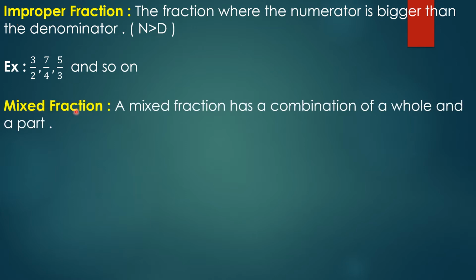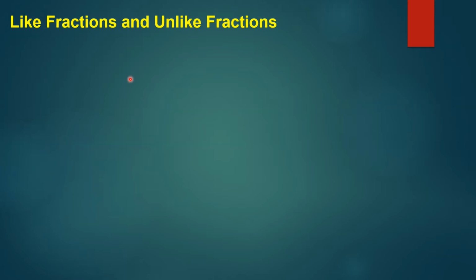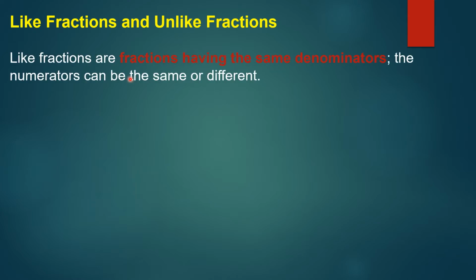And next, mixed fractions. What is a mixed fraction? A mixed fraction has a combination of a whole and a part. So it will have both a whole and a part. The part could be a proper fraction or an improper fraction. The mixed fractions can be written as 1 3 by 4, 7 1 by 9, and now let us know about like fractions and unlike fractions. What are like fractions? Like fractions are fractions having the same denominator.